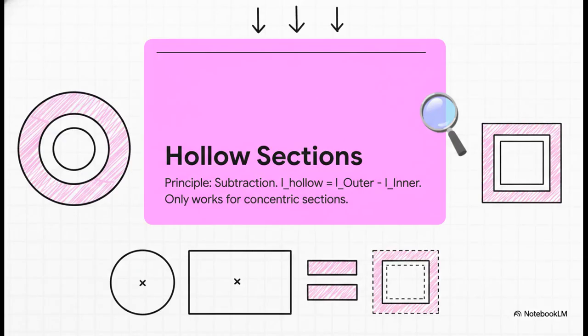Okay, what if you have a hollow shape, like a pipe or a hollow rectangular tube? The logic here is actually really straightforward and kind of cool. It's just subtraction. You pretend the shape is solid, calculate the MOI for that big outer section, and then you just subtract the MOI of the inner missing part. The only rule is that this trick only works if the shapes are concentric, meaning the centroid of the big shape and the centroid of the whole are in the exact same spot.